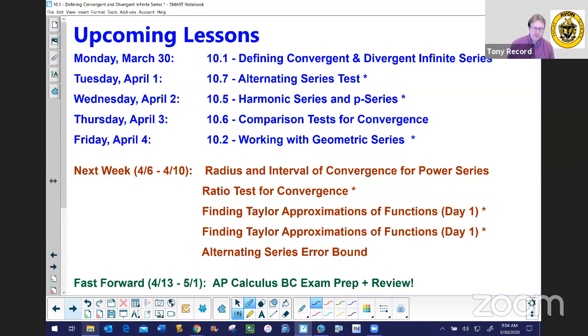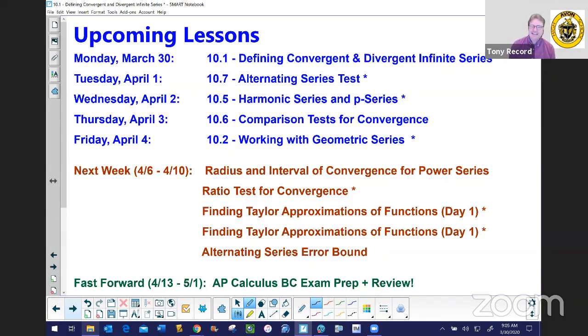And then jumping ahead to the week after, you can see that we're going to focus a little bit upon convergence of power series and really all things Taylor polynomial, those Taylor polynomial approximations that play a critical role in Calculus BC. And then we'll end with the alternating series bound next Friday, and then that will take us right into our 3 weeks of solid AP Calculus BC exam prep, particularly geared towards this particular year's exam and its nuances.